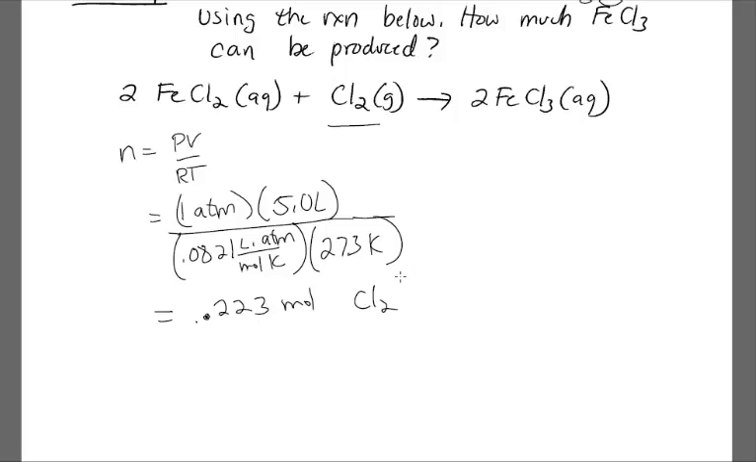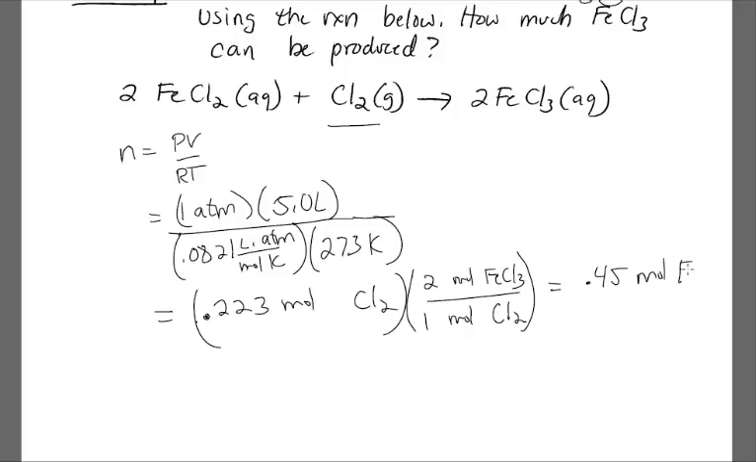We take that number and we use the coefficients, and we say 2 moles of the product that we want per 1 mole of chlorine. And if we wanted to convert it simply to moles, we can just stop there and say 0.45 moles of iron 3 chloride. We could also go further and convert it to grams, but in this case it's not necessary.